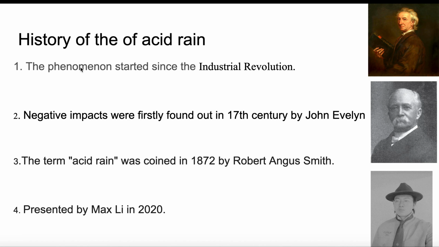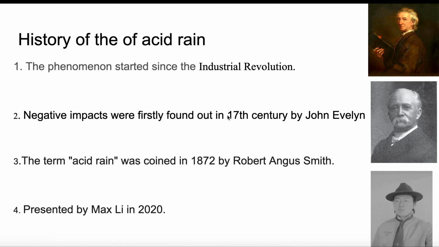And then let's go through the history of acid rain. First of all, as a phenomenon, this started with the Industrial Revolution, which was 200 or 300 years ago, which is not too historical for us at this moment in 2020. And this shows that acid rain is seriously related to human beings' industrial activities.